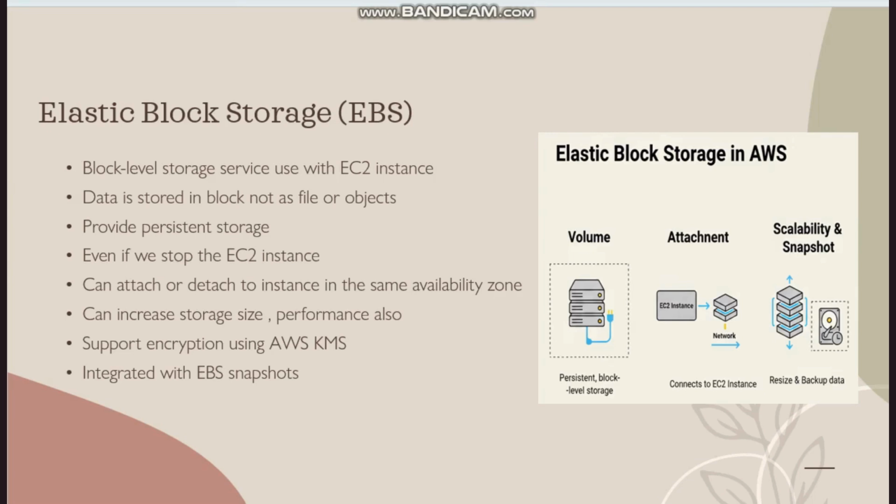And it provides persistent data storage, which means the data are permanently stored even if we stop the EC2 instance. We can attach or detach the EBS to the instance only if the instance and the EBS are present in the same availability zone, and we can increase the storage size and performance of the EBS also. It supports encryption by using the AWS Key Management Service, and it is integrated with snapshots for backup purposes.